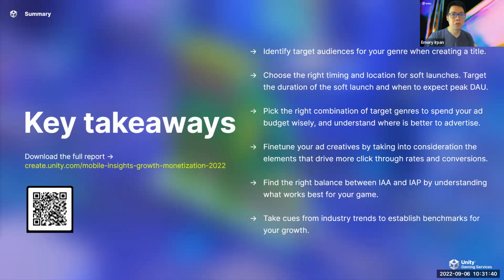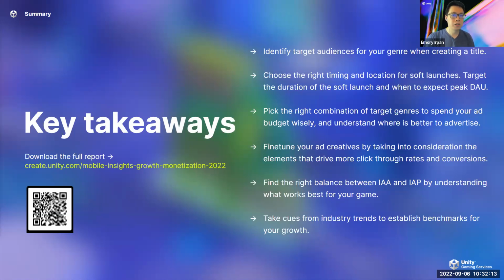The second is to choose the right time and places to soft launch your title, and invest in user acquisition during this period. We provided some rough benchmarks as well as duration for soft launches of what to expect when you are going to hit peak DAU. Next, remember to pick the right combination of game genres to target so that you don't spend all of your ad budget on genres that might not convert nearly as well for your game. Early user acquisition spend is critical to inform your strategy as well as your overall scale that you can hope to hit with your game.